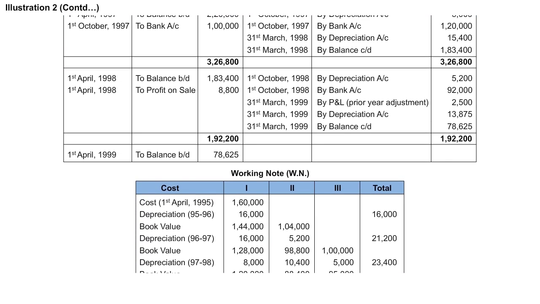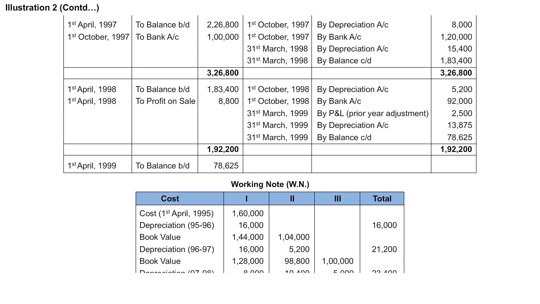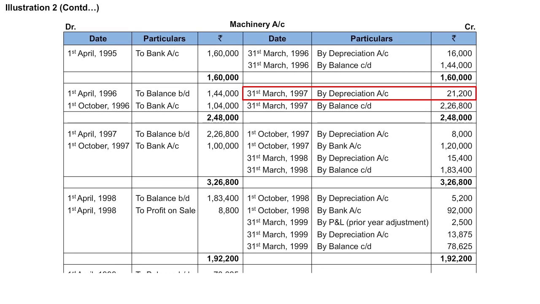Now in the second year, your depreciation will be, on the first machine, obviously again for the full year, 16,000. Then the second machine you have purchased on 1st October. So for the year ending 31st March, the depreciation will be only for 6 months. So 1,04,000 into 10 upon 100 into 6 upon 12. So that will be 5,200. So your total depreciation for the second year will be 21,200. So again, depreciation account debit to machinery account, 21,200.